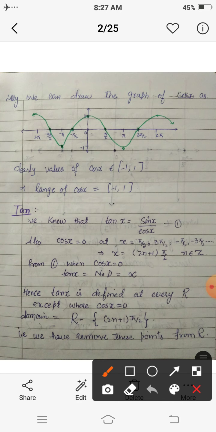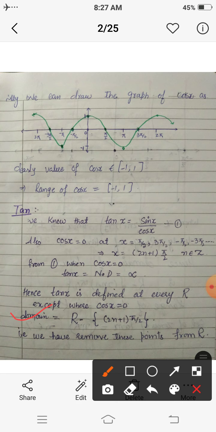So cos x is 0 at odd multiples of pi by 2. So this means that we have to remove, or expel, these odd points from the domain, that is, from R. So clearly the domain now becomes R minus (2n plus 1) pi by 2, because (2n plus 1) pi by 2 are those points where the denominator is 0.